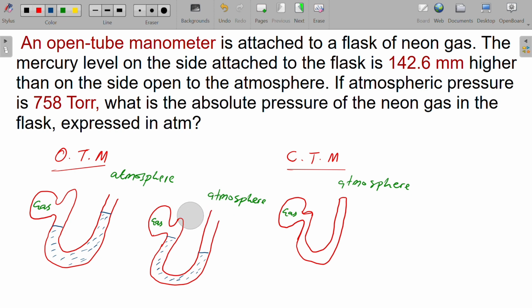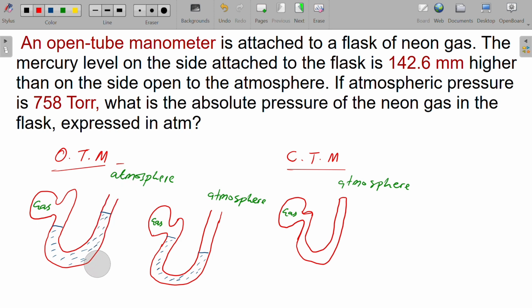All right. So we can see both of these are open tube manometers. This side is open to the atmosphere, and that side is also open to the atmosphere. But the difference here is you can see the mercury level here is higher on the side where the gas is present, and in this case, the mercury level is higher on the side of the atmosphere. They are both open tube manometers, but the liquid in this case is higher on the side of the gas, and in this case it is higher on the side of the atmosphere.